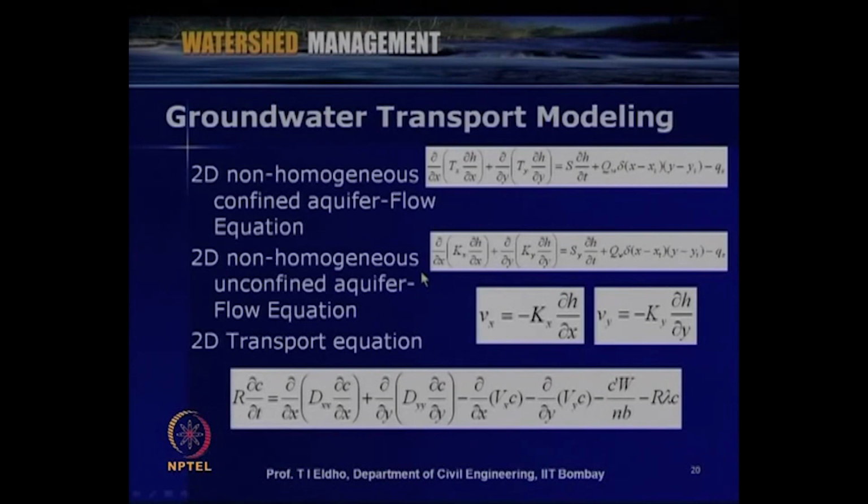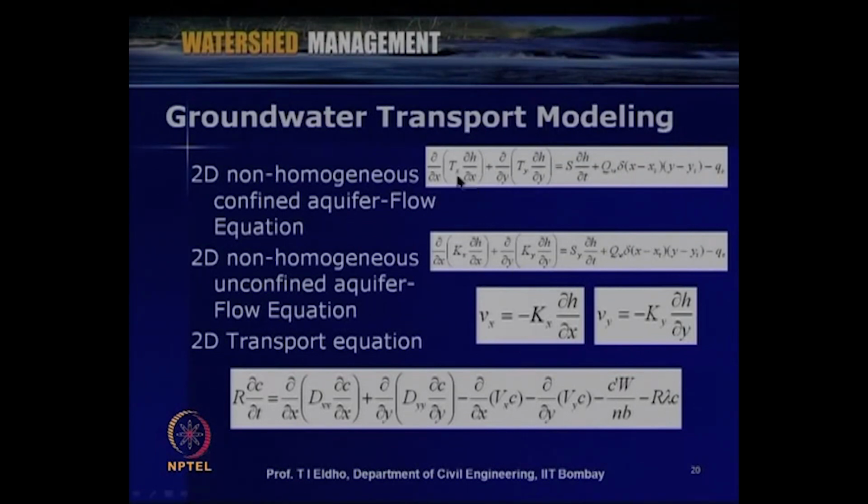Then another aspect, as we discussed, is water quality. It can be surface water or groundwater. So, groundwater transport also has to be modeled with respect to flow and transport phenomena. For example, when we consider two-dimensional flow and transport modeling, the governing equation in a confined aquifer can be written like this: del/del x of Tx del h/del x plus del/del y of Ty del h/del y is equal to S del h/del t plus Qw delta(x minus xi, y minus yj) minus qs.